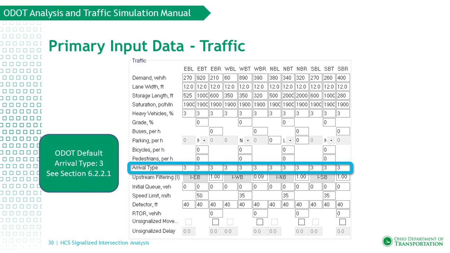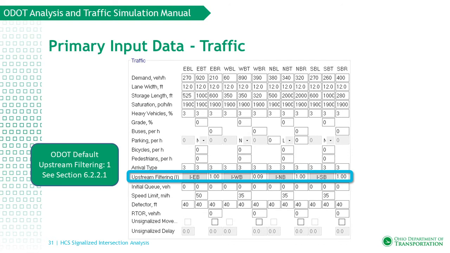The arrival type is a factor applied to the platoon ratio used to describe the quality of signal progression through the corridor. The platoon ratio is the demand flow rate during a green phase divided by the average demand flow rate during the whole analysis period. An arrival type of 3 should be used for all intersection analysis. The use of an arrival type other than 3 must be approved by ODOT and documented in the project analysis documentation. An arrival type of 3 represents a platoon ratio of 1.